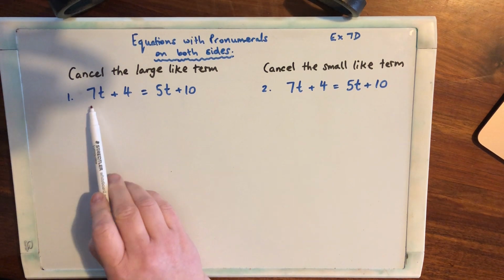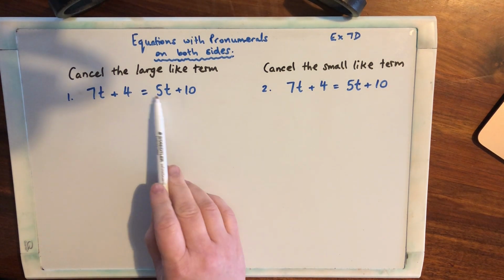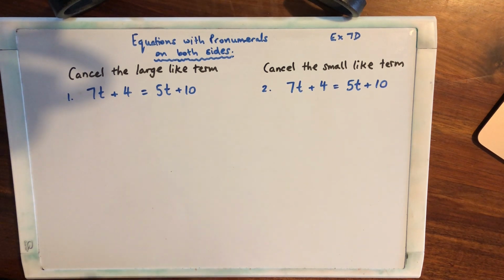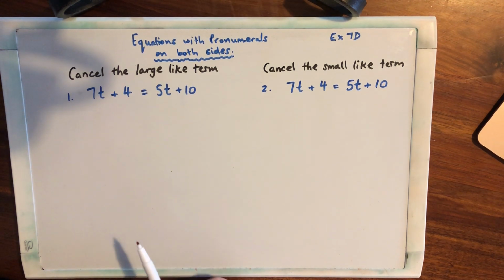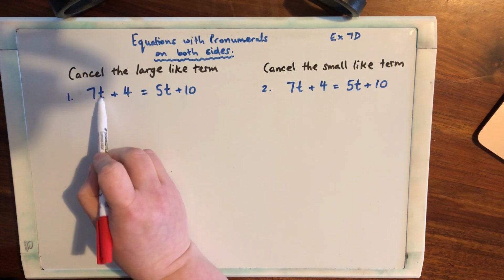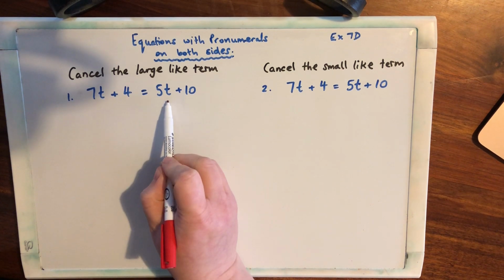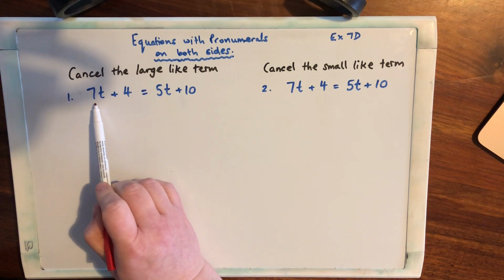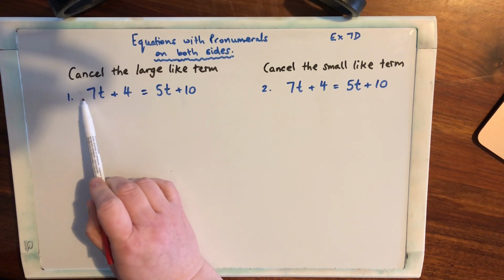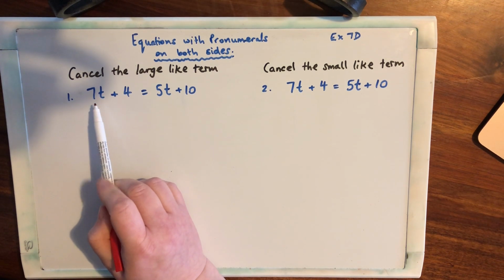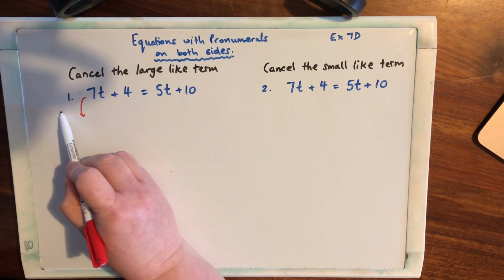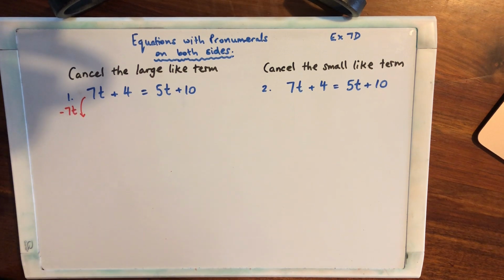These are both positives. I can see that there's no negative in front of either of them. They're both positive terms. So the first step here is to cancel the large like term. What we're going to do is work on this one here and bring it over this side. I'm going to work out what is the opposite of a positive, because we know this is a positive term. The opposite of a positive is a negative. So I'm going to minus 7t from this side.